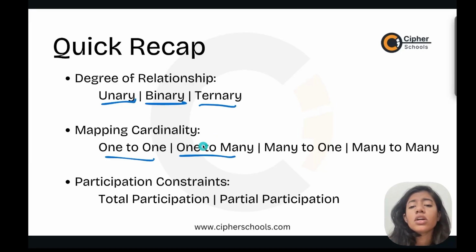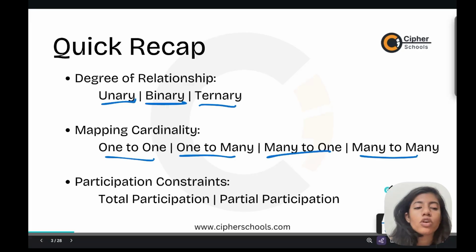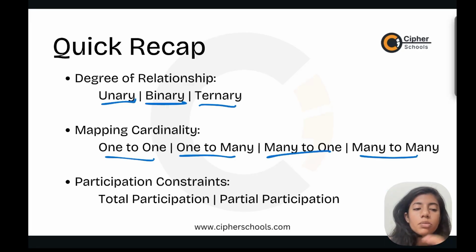So example was one person has many books, like that. Then the other one was many to one, where many from set A were related with one from set B, but from set B, one was related with many. So this was the example of many to one cardinality. Then we discussed about many to many cardinality, where many from set A were related to many from set B. So example for that was many students are involved in many courses. A student can be involved in multiple courses, and one particular course can have multiple students.